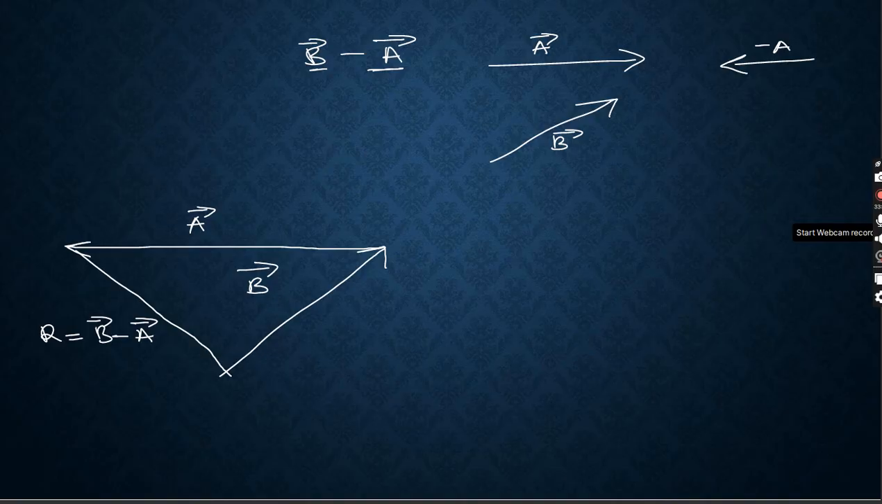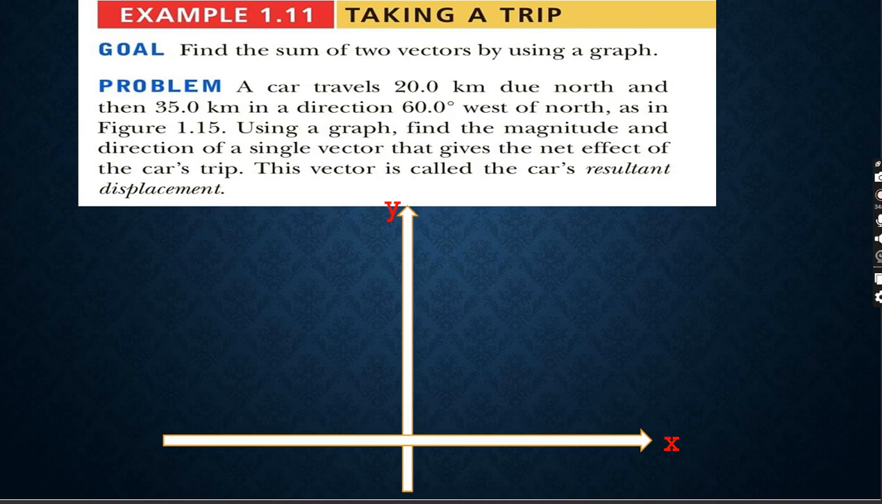Okay, this is what you are going to do next. How am I going to solve this? Here's the question. The question reads, find the sum of two vectors by using a graph. This question is coming from the same textbook, and you should make sure you solve all the examples to be safe.